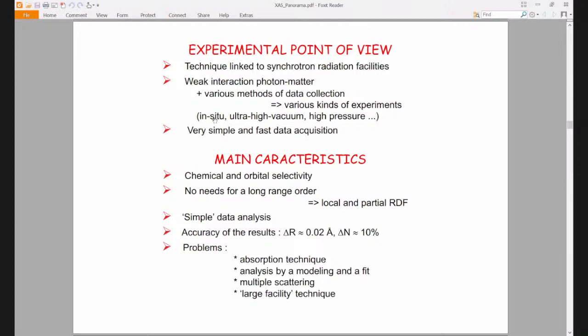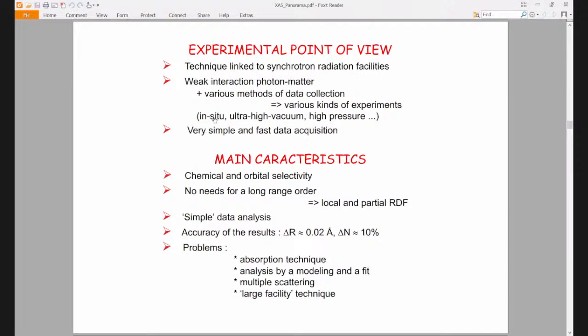And you can do a lot of different experiments. You can do experiments when your sample is in a cell, for instance if you want to work on liquid or gas, or in catalysis where you have gases which are a little bit aggressive. You can make a cell with windows, not too difficult to do, and you can make your experiment. You can make experiments in ultra high vacuum, because the photon travels in high vacuum more easily than in air. You can make experiments on samples submitted to high pressure.